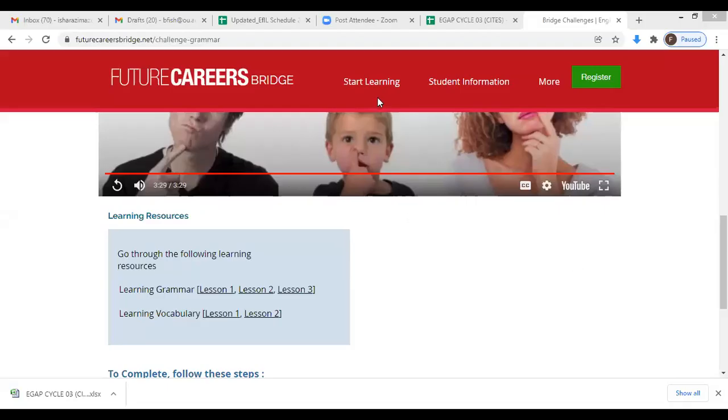Okay, can you see the page? I have come back to Future Careers Bridge. I have selected our challenge page. Can you all see the screen? Yes, madam. Right, thank you.